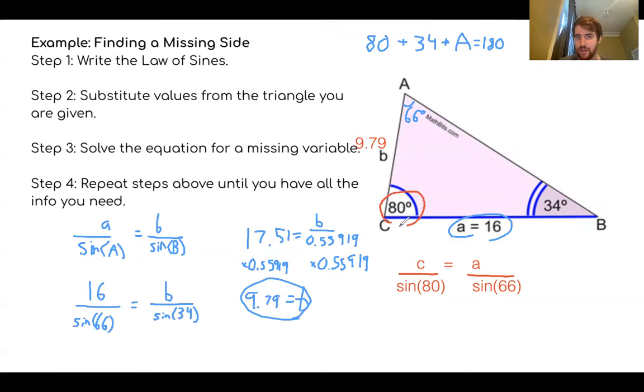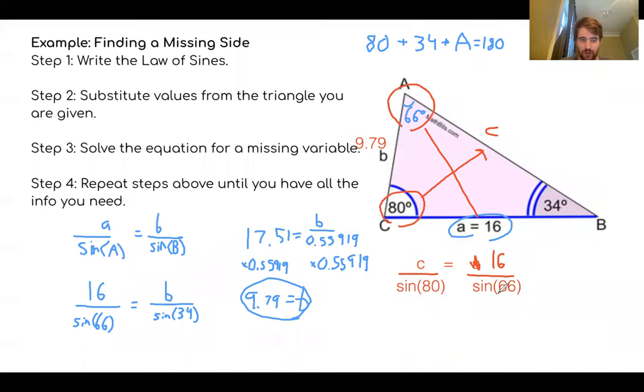So 80 matches with this side over here. That's what we're trying to figure out. This is C. A, we already know. We can cross that out and make it 16 because that matches with this. So same thing we did before. 16 divided by sine of 66. Doing this on my calculator as we make the video so that you see how it's done.